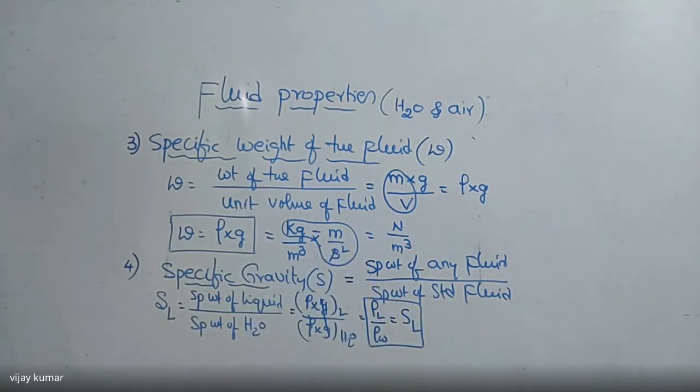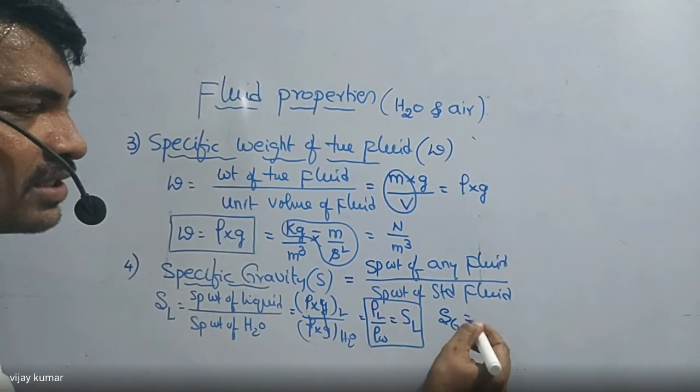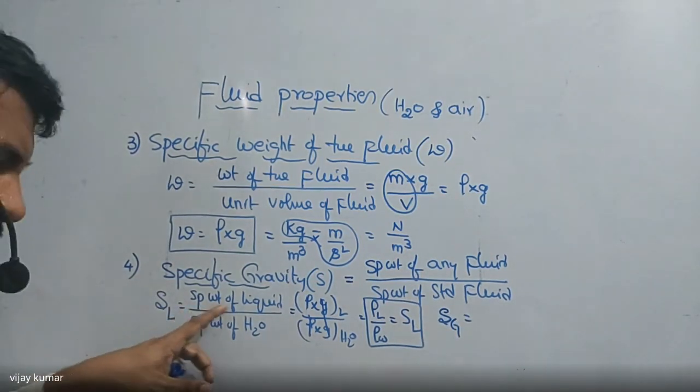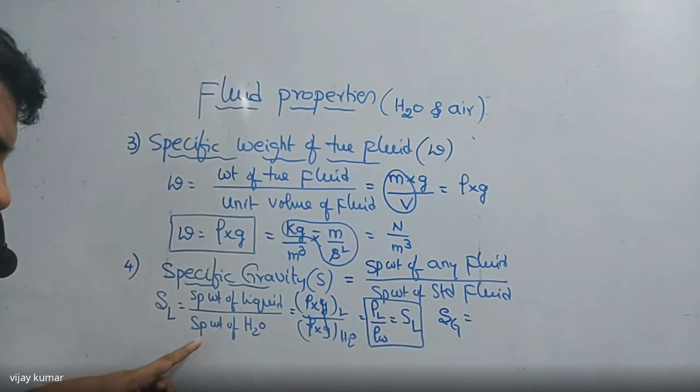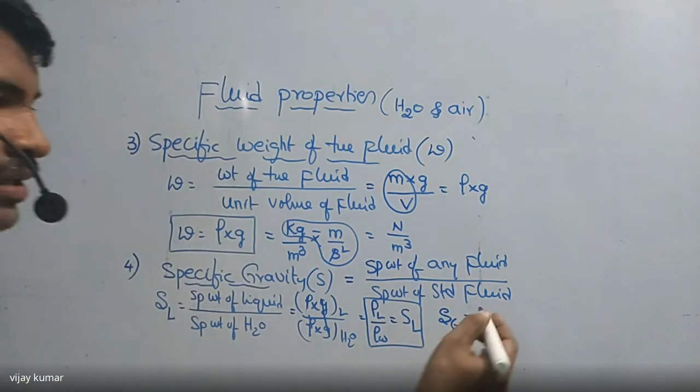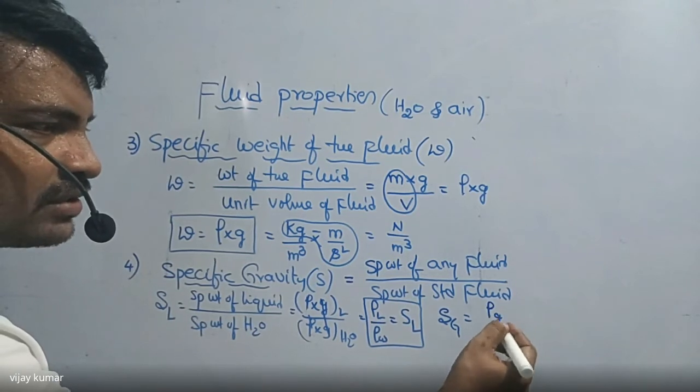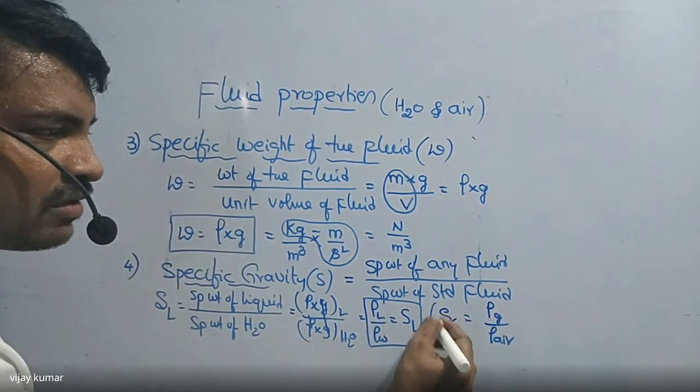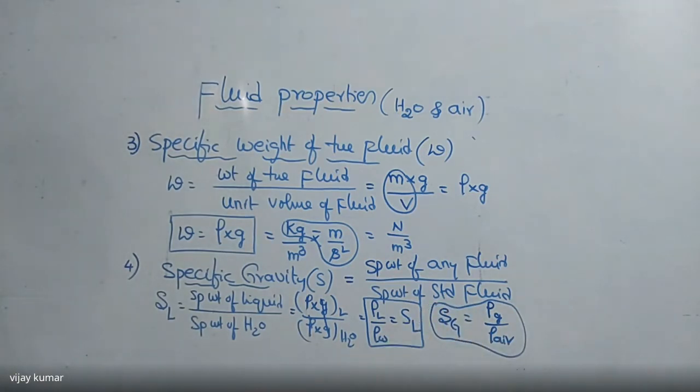Right? Now I'm going to write it. What is the specific gravity of gases? I am writing here specific gravity of gases is equal to, directly I can write it, specific weight of any gas divided by specific weight of standard gas. What is the standard gas here? Air. So then I am writing here rho of any gas divided by rho of air. So this is the formula of specific gravity of gases. So please take care about those 2 points now.